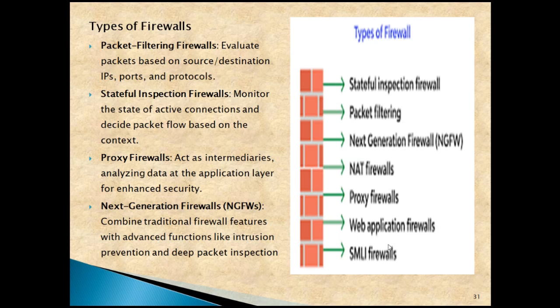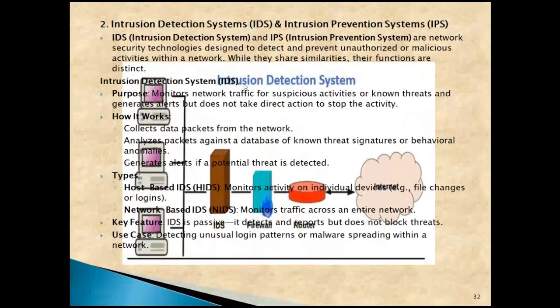Now let's make progress. So we talked about firewalls. The next thing we're going to talk about on how to carry out network security is what is called the intrusion detection system and also the intrusion prevention system. They are both different in their function. They are network security technologies, usually software, designed to detect and prevent unauthorized, this is very important, or malicious activities within a network. While they share similarities, their functions are distinct.